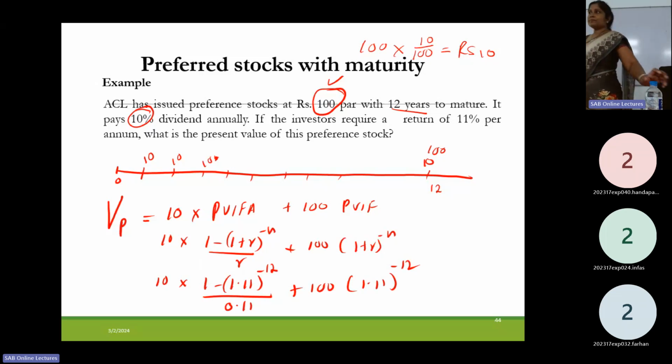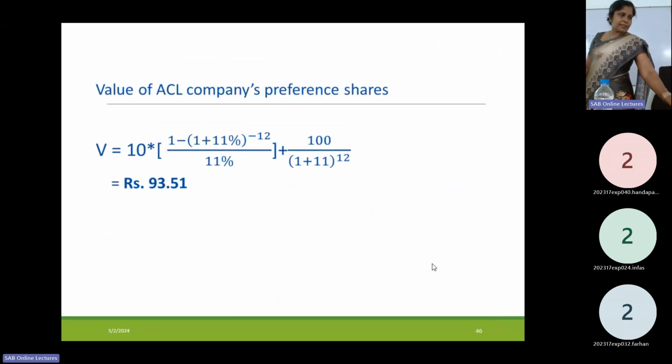The value is 93.5. The answer is 93.5. This is the intrinsic value. Yes, I think that is correct: 93.51.